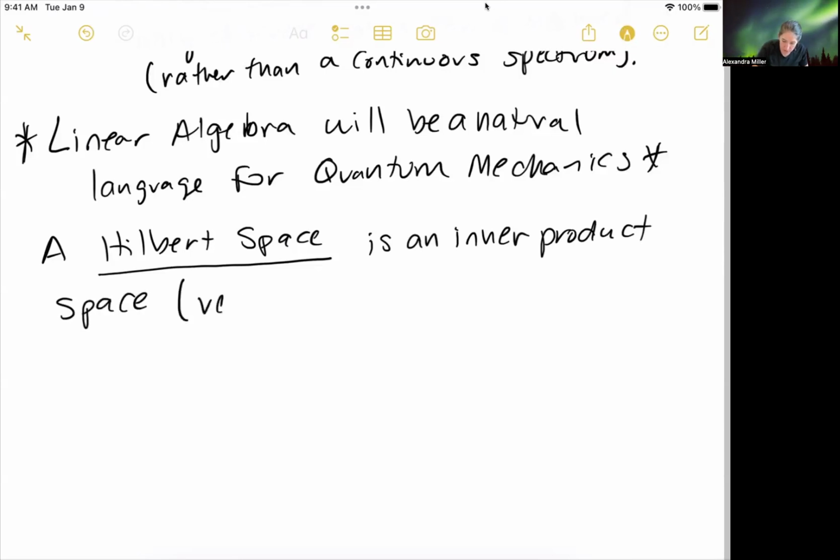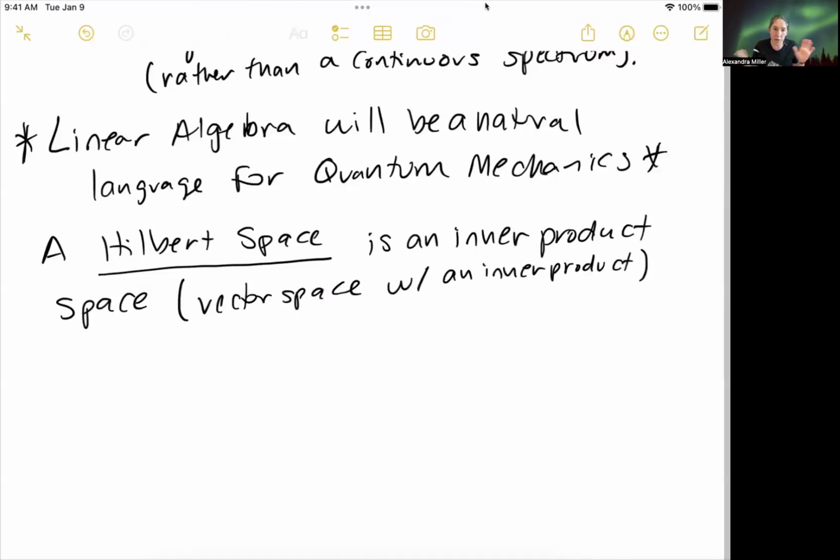Which is really a vector space with the ability to calculate something known as an inner product. Okay, there might be some other mathematical subtleties to the definition, but for our purposes, this is good enough. So in your linear algebra class, you learned about vector spaces, and a Hilbert space is basically just a vector space. And the vectors in this space are going to represent our quantum states.